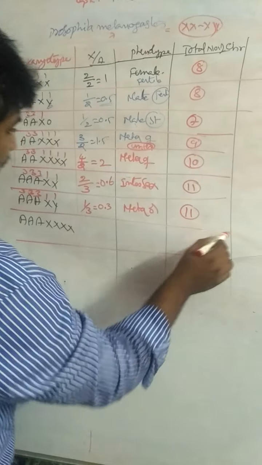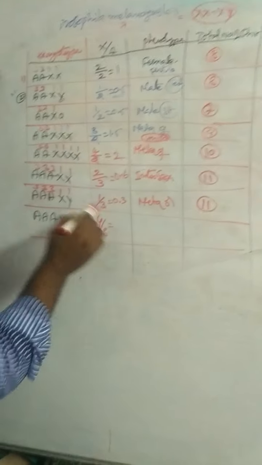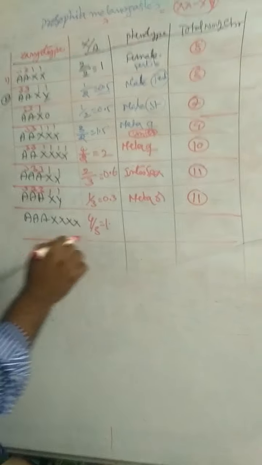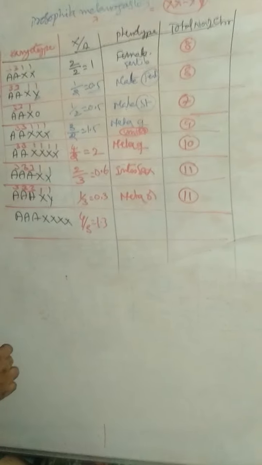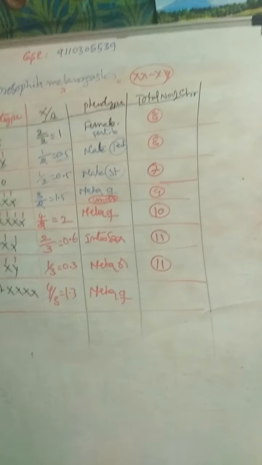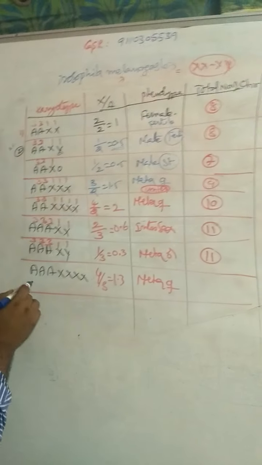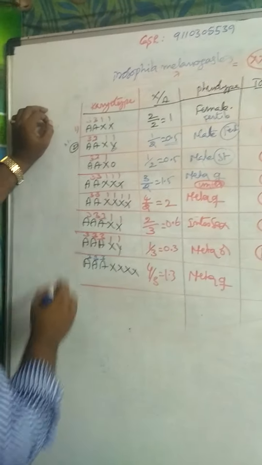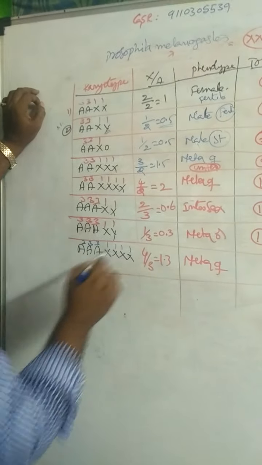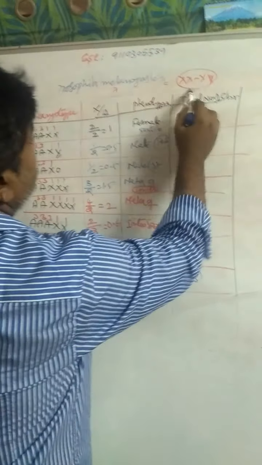And last combination is total number of X chromosomes 4 by 3. 4 by 3, 1.3. That means more than 1. So it is a meta female. So fertile one, sterile one. So total number of chromosomes in this combination: A 3, 3, 3, 1, 1, 1, 1. So 9 plus 4, 13 chromosomes. So that is about the table.